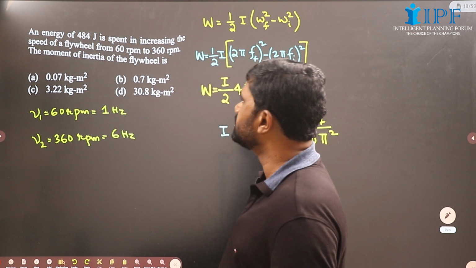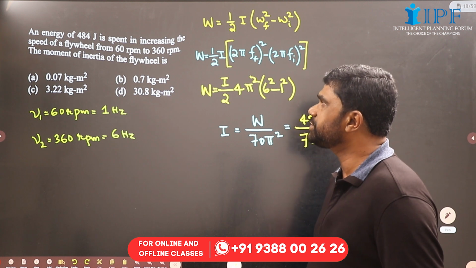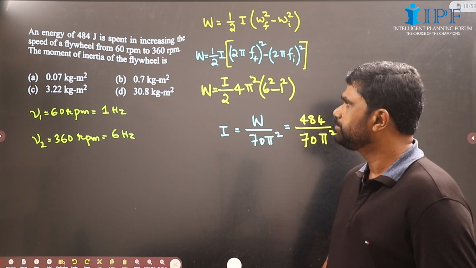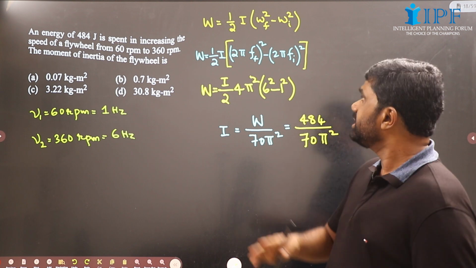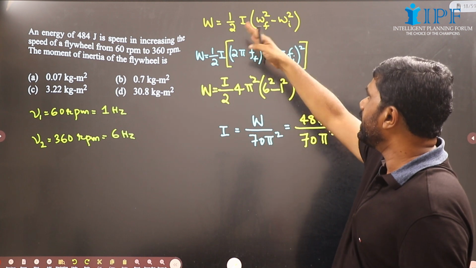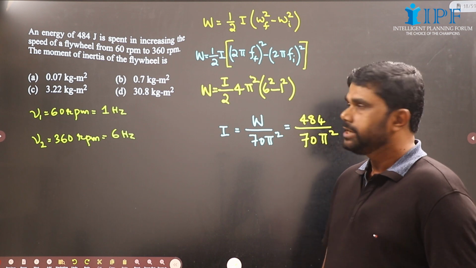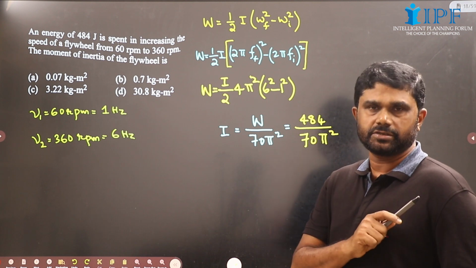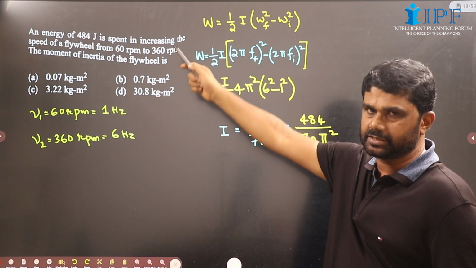Now see what we have next. The energy of 484 joule is spent in increasing the speed of a flywheel from 60 rpm to 360 rpm. The moment of inertia is, see, work done equal to change in kinetic energy. Final kinetic energy will be half I omega final square, minus half I omega initial square, where omega initial is the initial angular velocity. See, initial frequency is 60 rpm, means 60/60 = 1 hertz. And the final frequency is 6 times, so it must be 6 hertz.